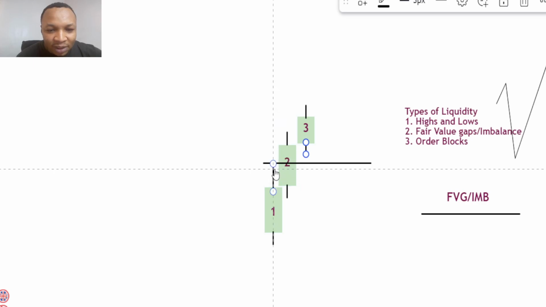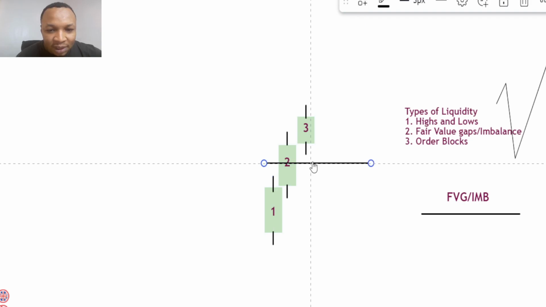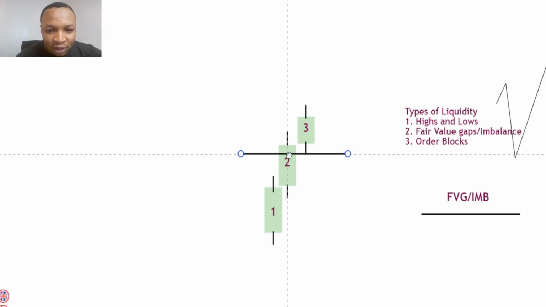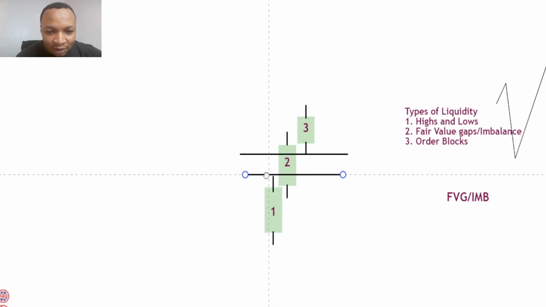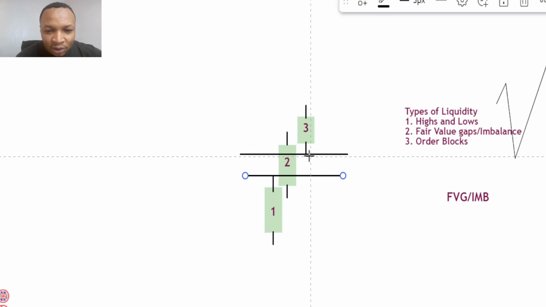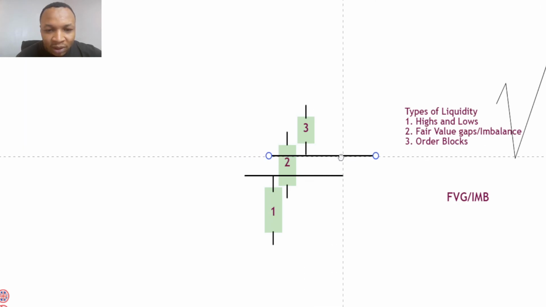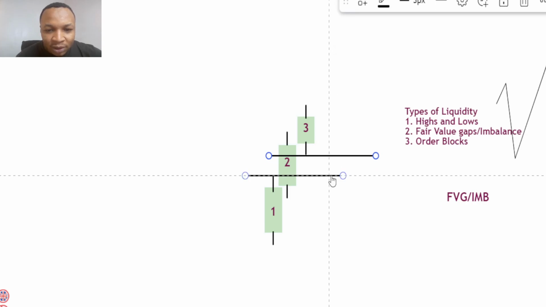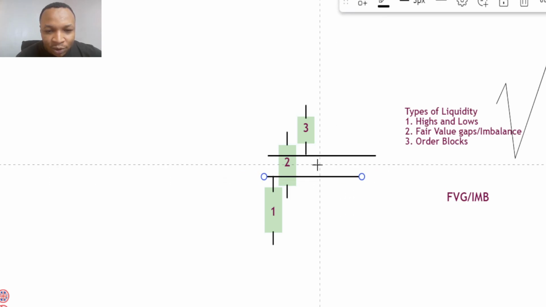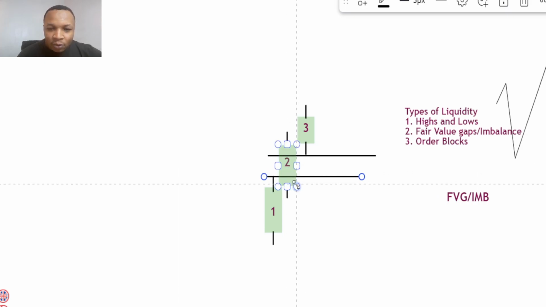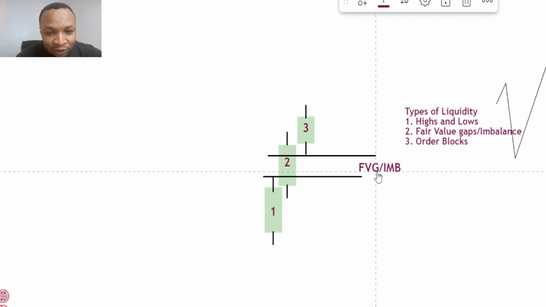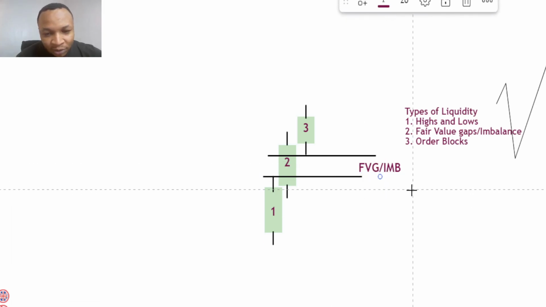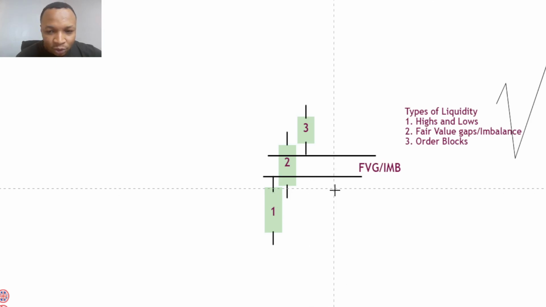However, if candle number 1, candle number 2 and candle number 3 are not intersecting, we check by putting a horizontal line across the high of candle number 1, and another horizontal line across the high of candle number 3. When there is no intersection, you can see that there is a gap between the two of them, and that gap is at candle number 2. When there is a gap like this, we say there is a fair value gap, which is FVG, or imbalance, which is IMB. Both of them mean the same thing, so whatever name they are called, you should understand that.